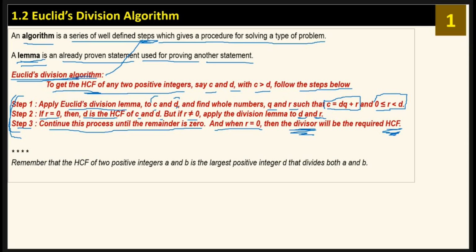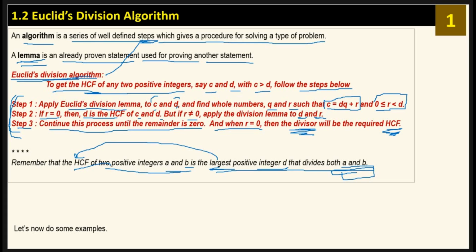And just to refresh your memory, the HCF of two positive integers a and b is the largest, meaning the highest, and the H in HCF stands for highest. So it is the largest positive integer d that divides both a and b. So the HCF of two numbers a and b is the highest integer d which divides both a and b. Now let's do some examples.